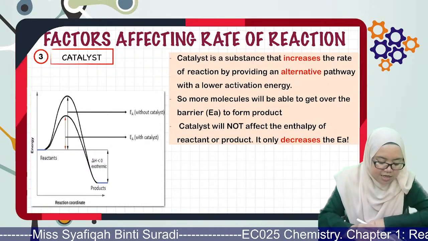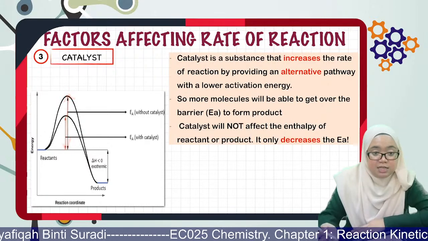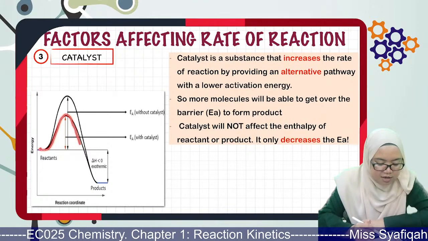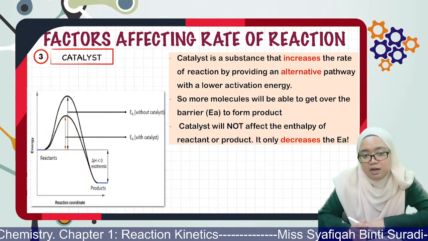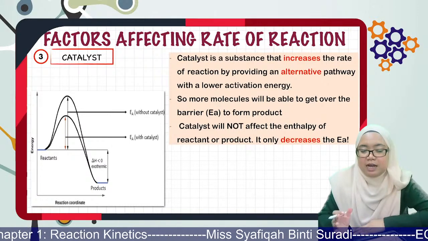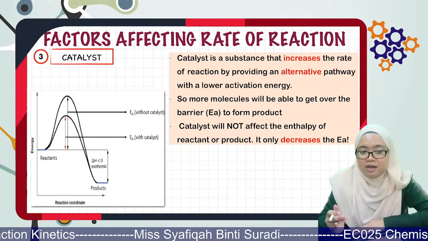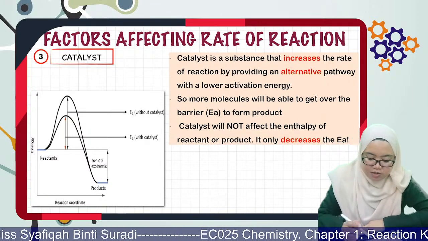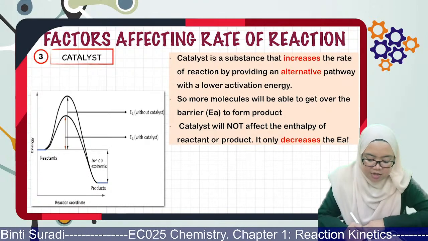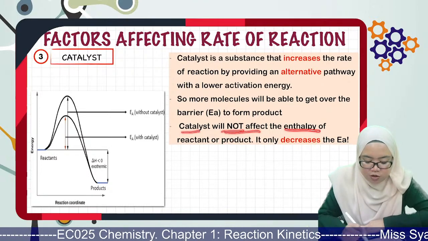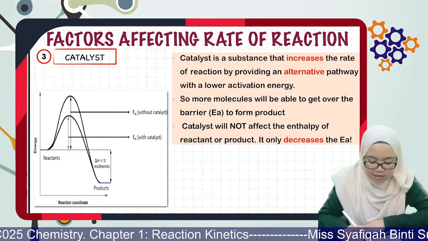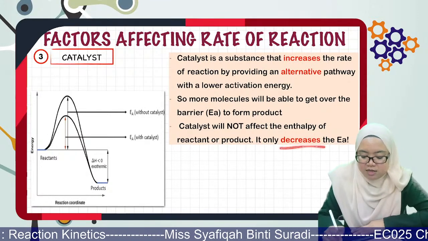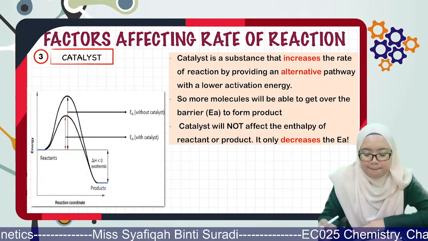So kalau awak tengok kat sini, ini adalah EA without catalyst, ini adalah EA with catalyst. So yang ada catalyst ni, dia punya EA dia rendah. So bila EA dia rendah, akan ada banyak molekul yang boleh get over barrier EA tu untuk form product. Okay, so dekat sini kita clarify lah yang catalyst will not affect the enthalpy of reactant. Enthalpy tu yang mana? Yang delta H ni lah. Delta H ni dia tak effect lah. Okay, it only decrease the activation energy sahaja. Okay.